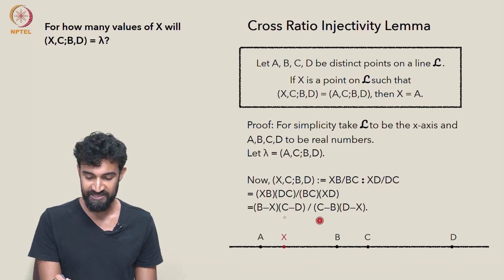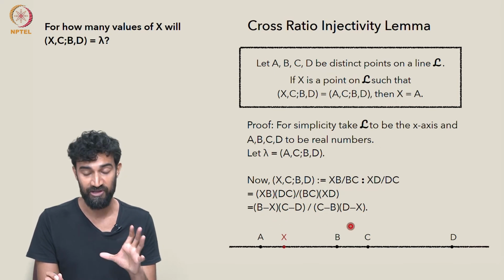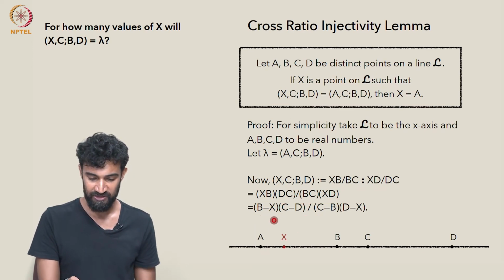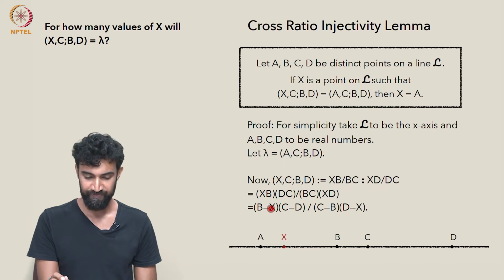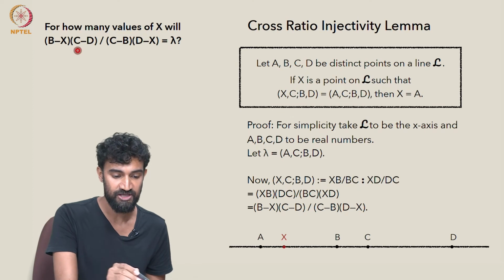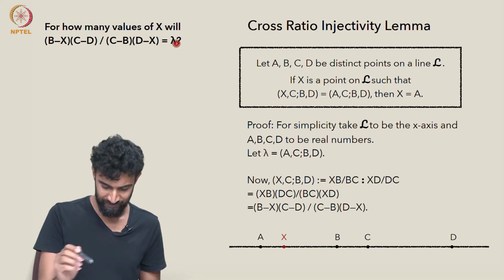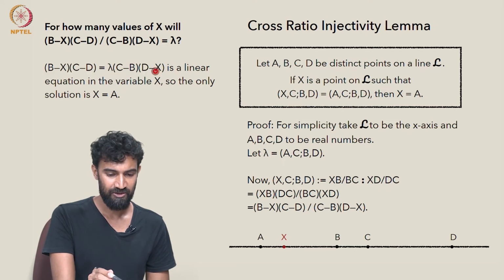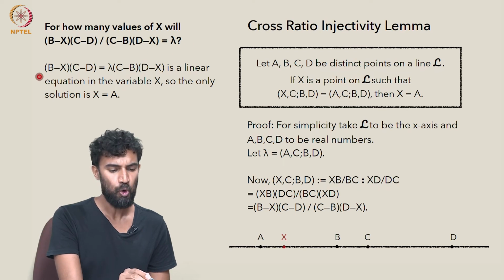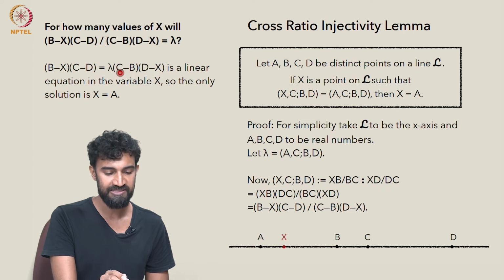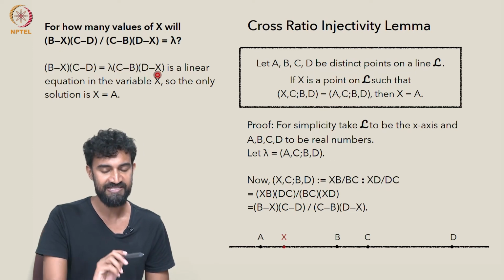Remember, B, C, and D are all real numbers. X is also a real number. It's somewhere on the real line. So this is just an expression involving a bunch of constants and X. So the question is, for how many values of X will this equation hold? Looking at this equation a little more carefully, if we put this denominator over to the other side, we get B minus X times C minus D is equal to lambda times C minus B times D minus X.